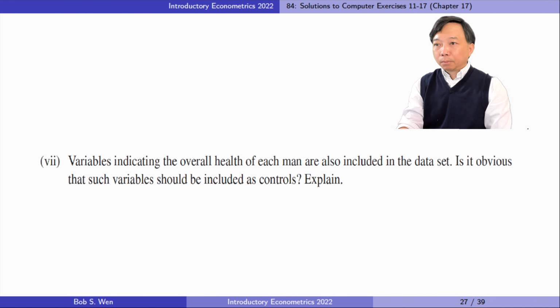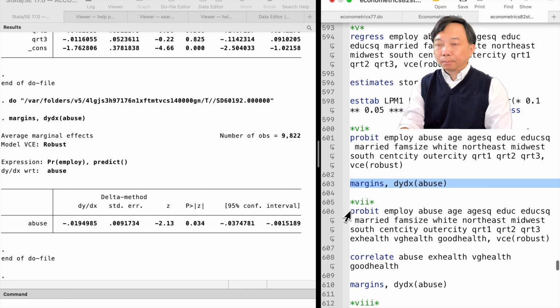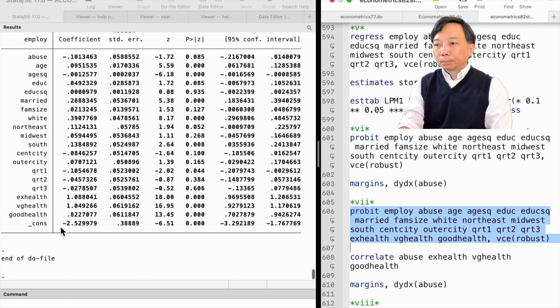In Part 7, variables indicating the overall health of each man are also included in the dataset. Is it obvious that such variables should be included as controls? Explain. On the one hand, the 3 health dummies are individually significant at the 1% level in the probit model. They should be included in the model because they are significant determinants of employment.